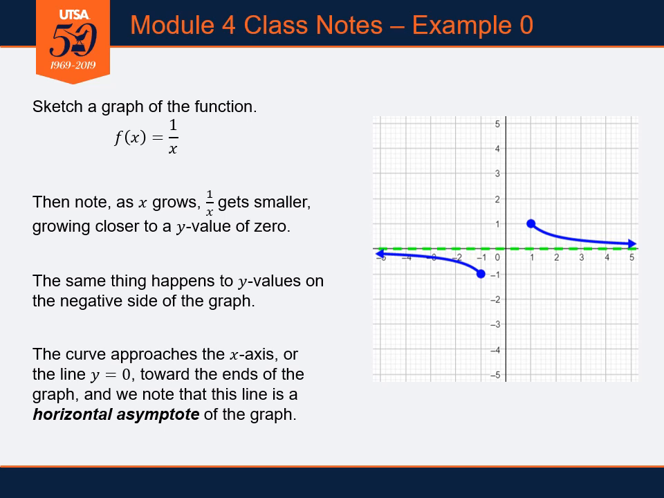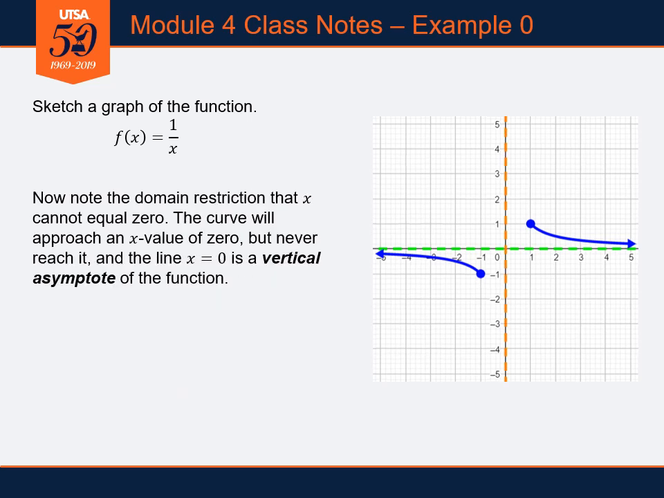That horizontal asymptote is a line that the curve approaches toward the ends of the graph. That's starting to shape up now, the branches of the graph that we're looking at. Speaking of lines that the graph is approaching, we got another one. Note the domain restriction. X cannot be 0 because we can't divide by 0. The curve will approach an x value of 0 but never reach it. And the line x equals 0, which I've drawn in orange here, is a vertical asymptote of the function. So the curves that we've started are going to continue and approach that vertical asymptote of x equals 0. And I'll show that now.